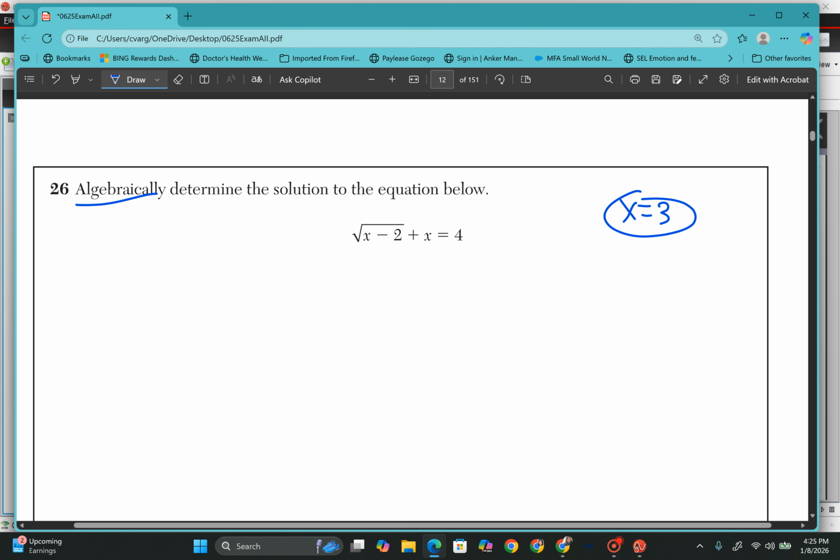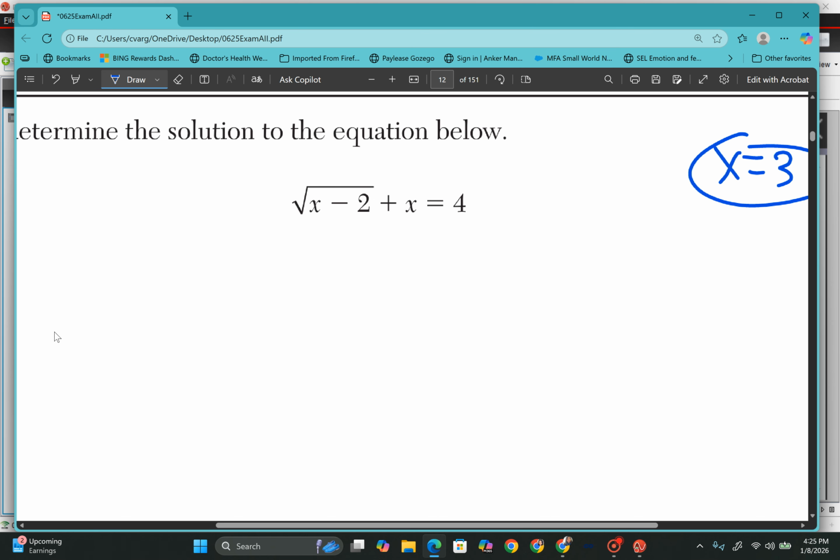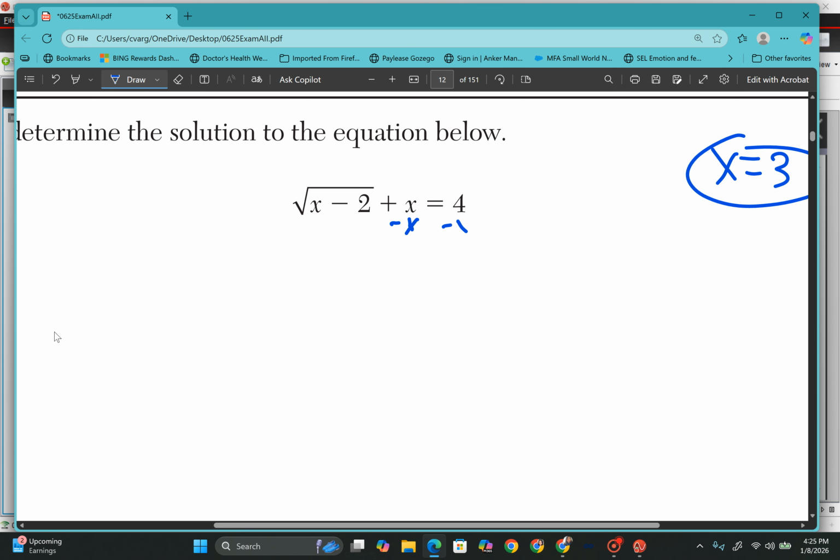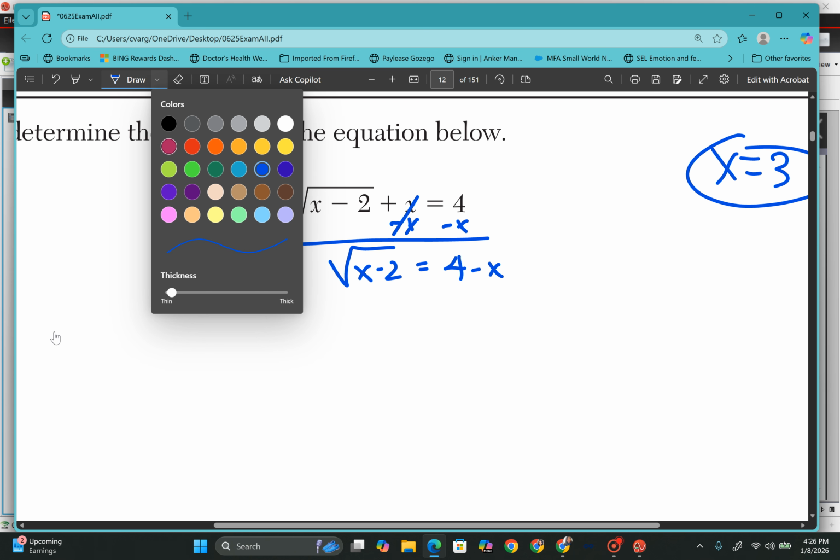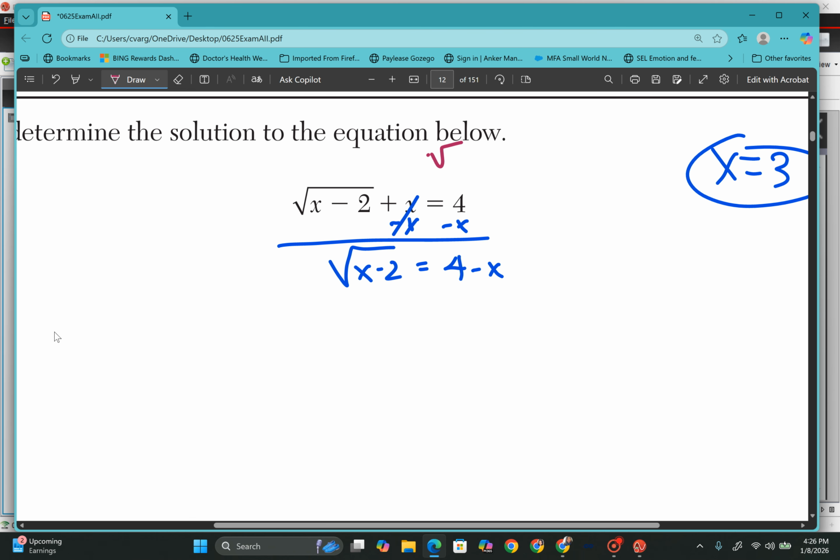That's one point. To get our second point, you have to do this algebraically. So subtract x from both sides. So the square root of x minus 2 is equal to 4 minus x. To get rid of our square root, you have to do the opposite of a square root. So the opposite of square root is a square. So we're going to square both sides. Whatever you do to one side, you do to the other. And that allows us to cancel this out. So you're left with x minus 2 is equal to 4 minus x squared, which is 4 minus x times 4 minus x. If I'm going too fast, slow me down.